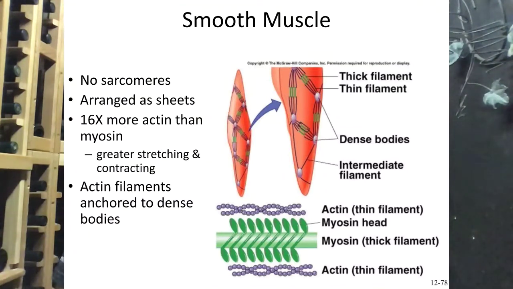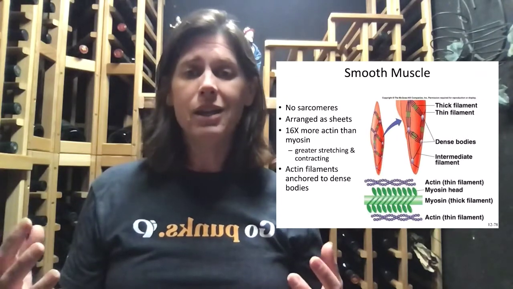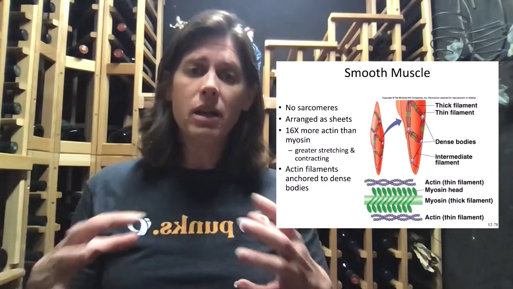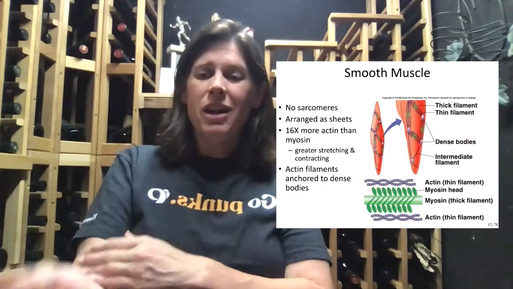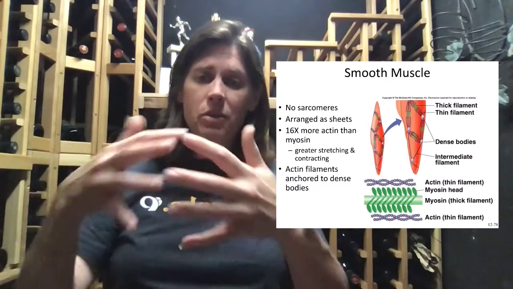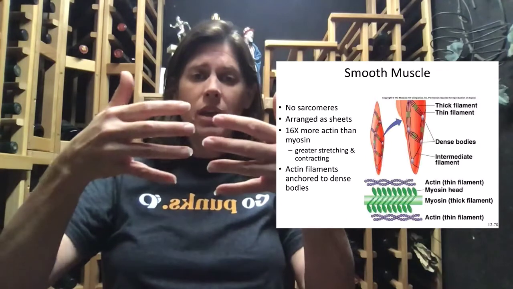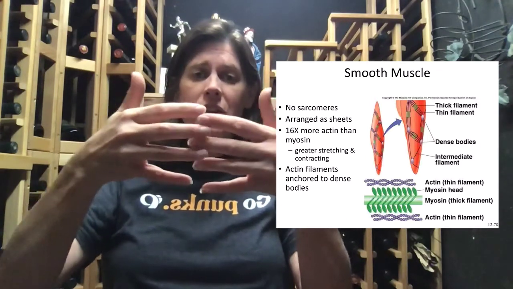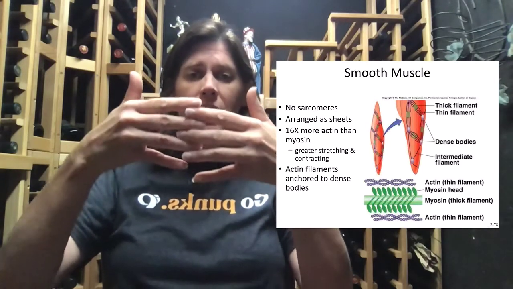But this arrangement also allows a continuous overlap between actin and myosin, and therefore the smooth muscle can contract even if it's greatly stretched. Okay, so your urinary bladder can be stretched 2.5 times its original size. So remember, in skeletal muscle, if we stretch our skeletal muscle, that'll pull apart the overlapping actin and myosin, and you might not get any tension or enough tension, meaning enough cross bridging to create tension for the pull.